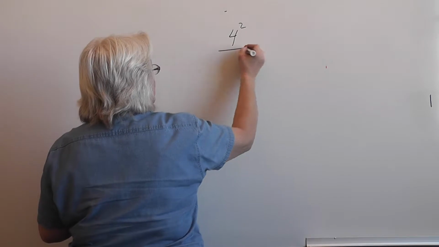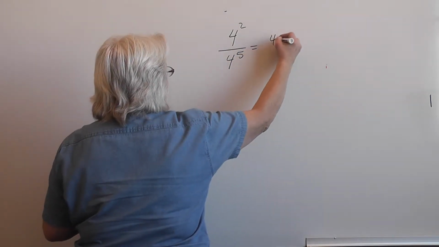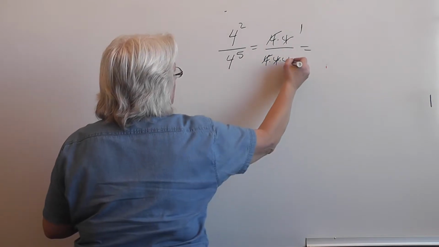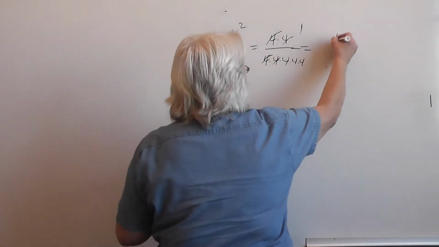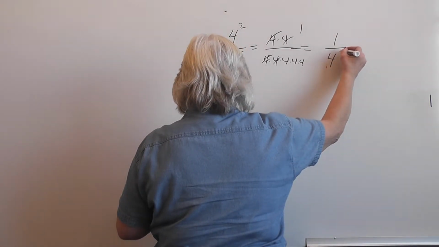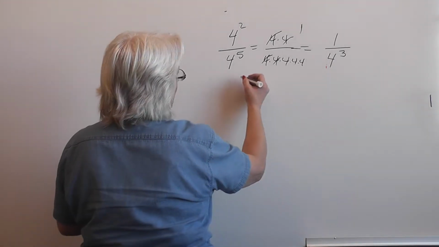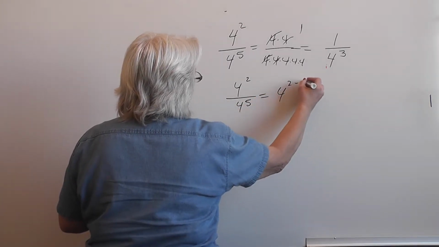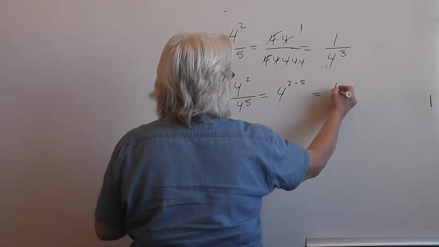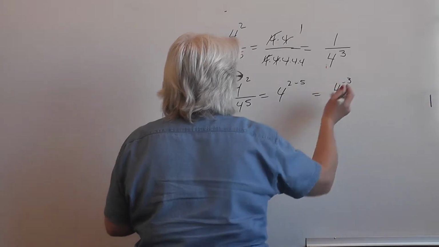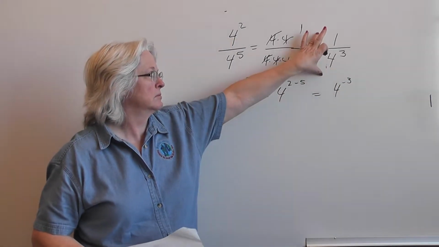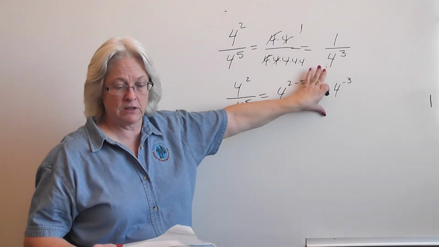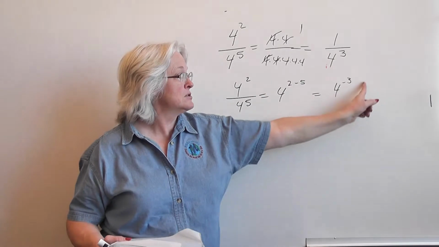Use a 4 here. 4 squared divided by 4 to the fifth was 4 times 4, over 4 times 4 times 4. We cancel common factors, and we have 1 over 4 cubed. We also have 4 squared divided by 4 to the fifth, using our idea that says subtract the exponents when you are dividing. And what I showed you, 1 over 4 cubed is the same as 4 to the minus 3. 1 over x cubed is the same as x to the minus 3. So it's showing us that these two expressions are the same.